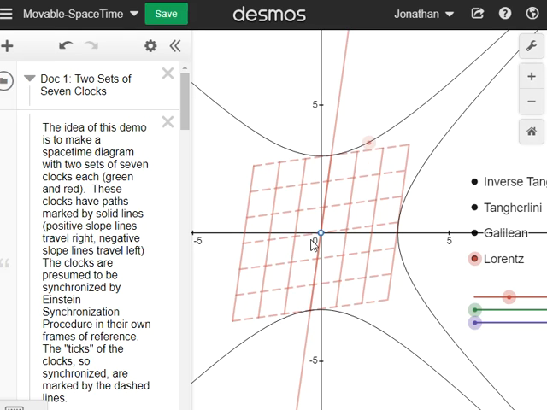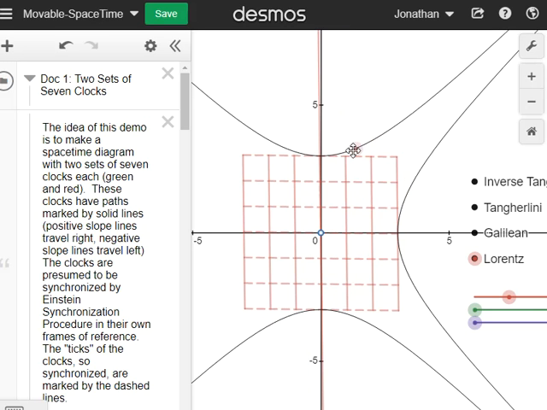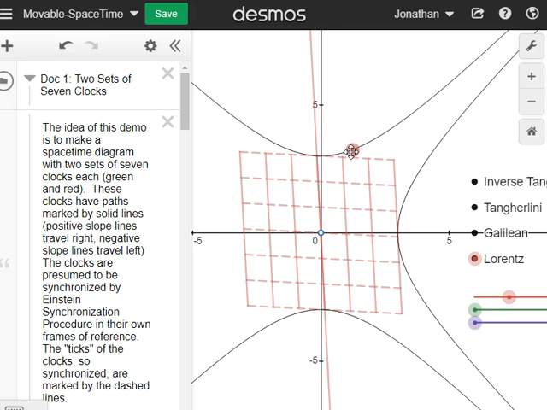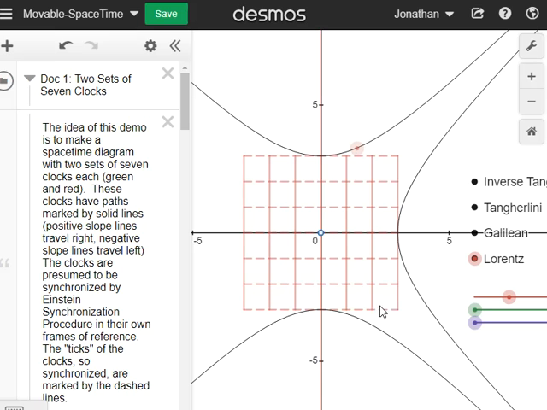Positive slopes lines travel to the right and negative slope lines travel left. The clocks are presumed to be synchronized by Einstein's synchronization procedure in their own frames of reference. That means that in the reference frame where all of those clocks are deemed to be stationary, they all tick simultaneously. The dashed lines down here represent the ticks. So -3, -2, -1, 0, 1, 2, 3.